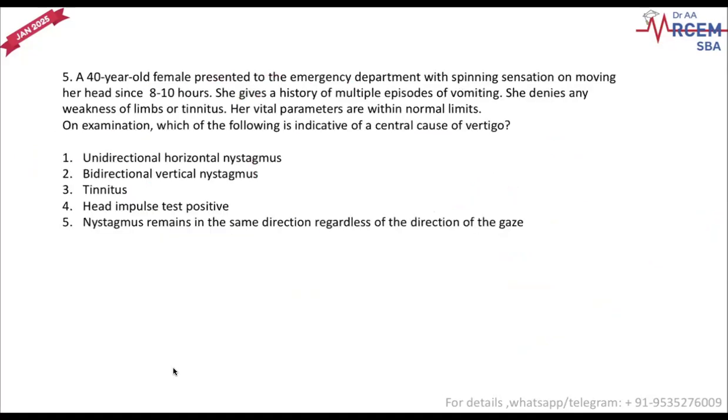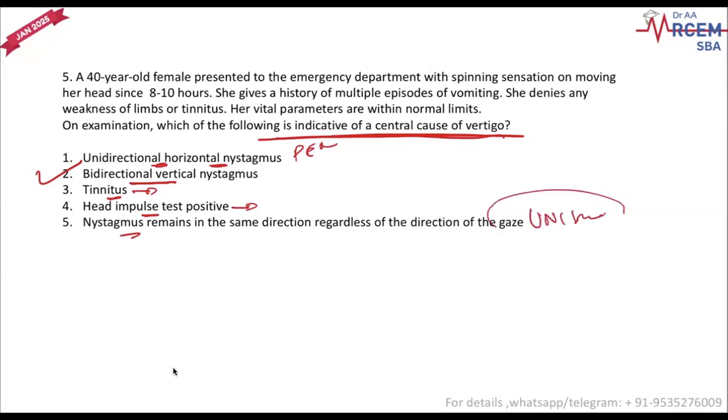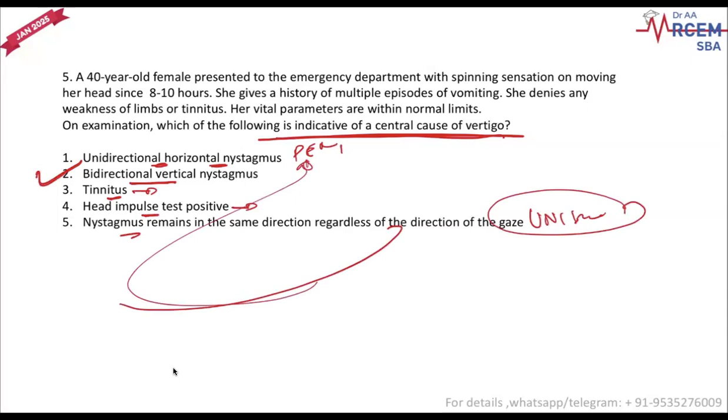Here, the simple question is, which one of the following is indicative of a central cause of vertigo? Unidirectional horizontal nystagmus is suggestive of a peripheral vestibular lesion. Bidirectional vertical nystagmus is seen in central vertigo. That is the right answer. Tinnitus and positive head impulse are seen in vestibular neuritis. Tinnitus can be seen in Meniere's disease. Nystagmus that remains in the same direction regardless of change of gaze direction is known as unidirectional nystagmus. Again, it is commonly seen in peripheral vertigo. So the right answer here is the second one, a straightforward question.